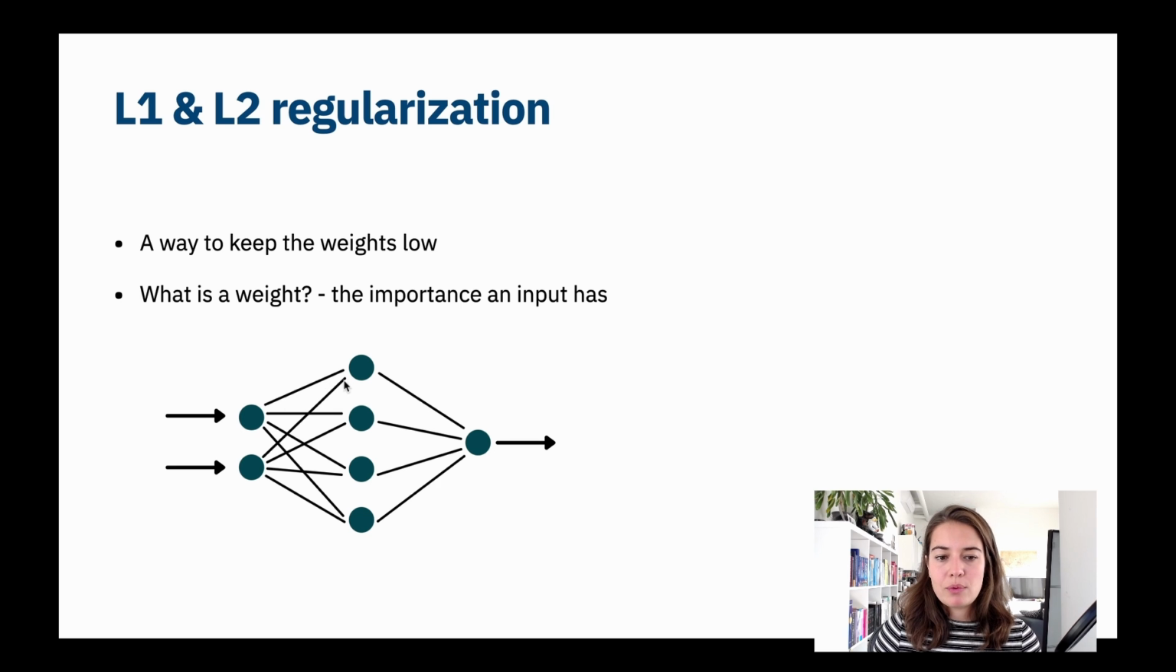This connection will have a weight, this connection will have a weight, this connection will have a weight. And the weight will determine how much importance we put to the output of this neuron that goes into this neuron. So you can think of it as the importance of an input, the importance of the input that goes into this neuron here. So let's take this specific one here.